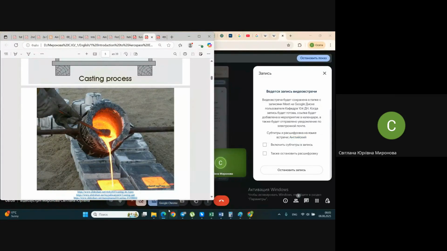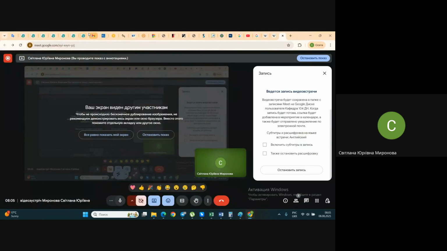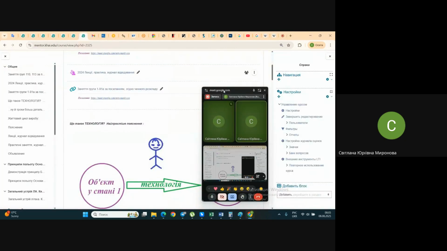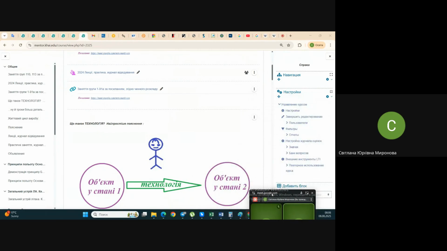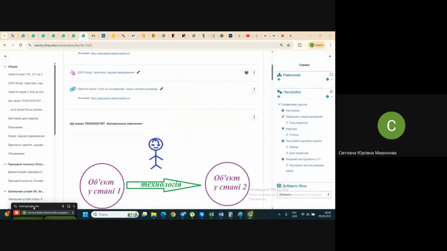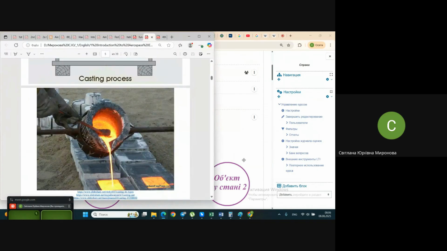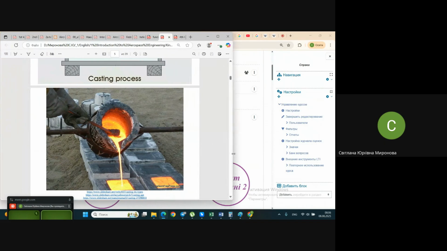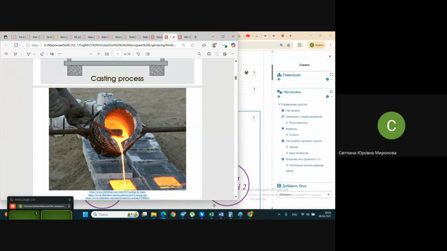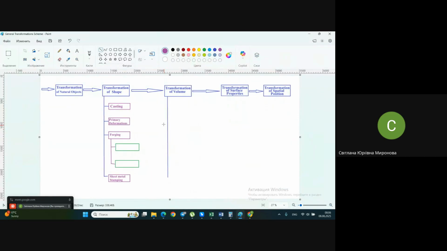And we continue from the place where we stopped. Let me improve the screen, let's say, whether it's improvement or not. I already doubt it.